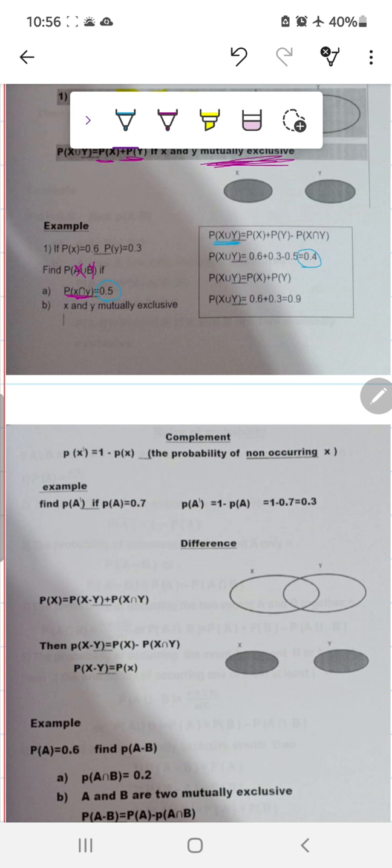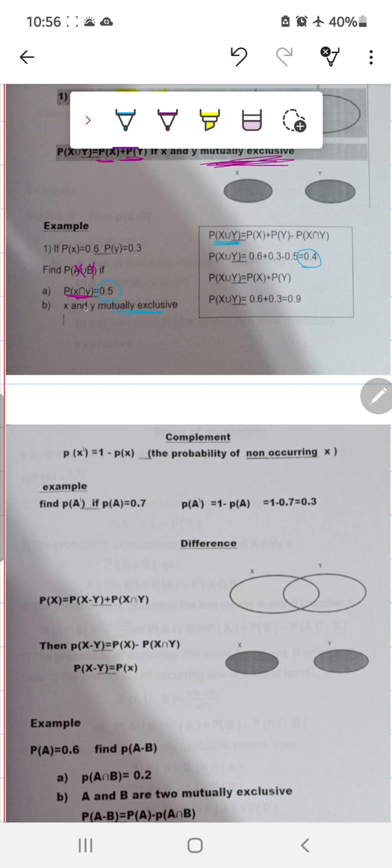And if X and Y are mutually exclusive, the intersection between X and Y equals 0. So here we get X plus Y only: 0.6 plus 0.3 equals 0.9.